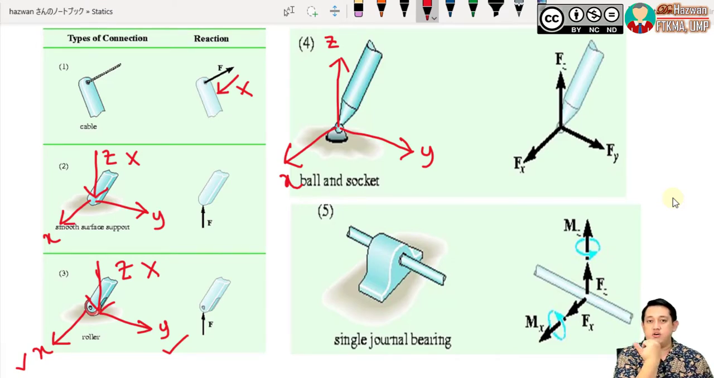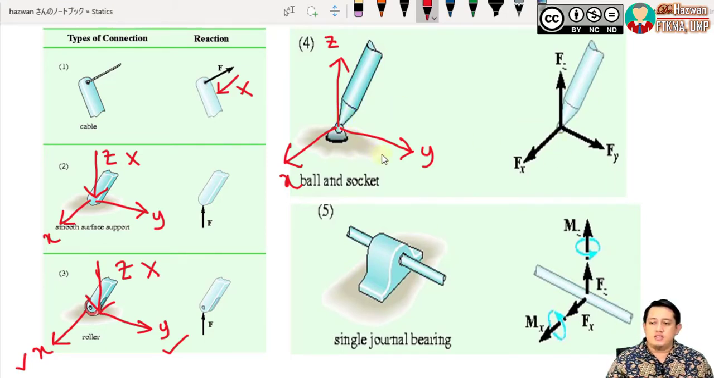Can we rotate like this or not? For the ball and socket, the answer is yes. We can rotate this bar like this. So we don't have a reaction moment. If we can rotate, it means no moment. That's why no moment.